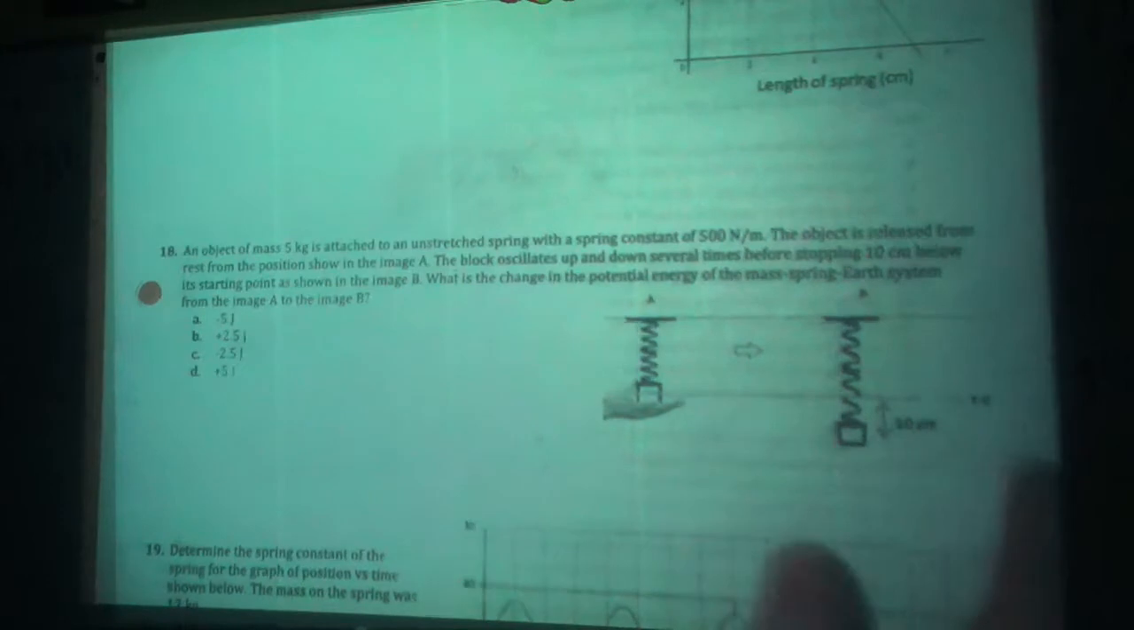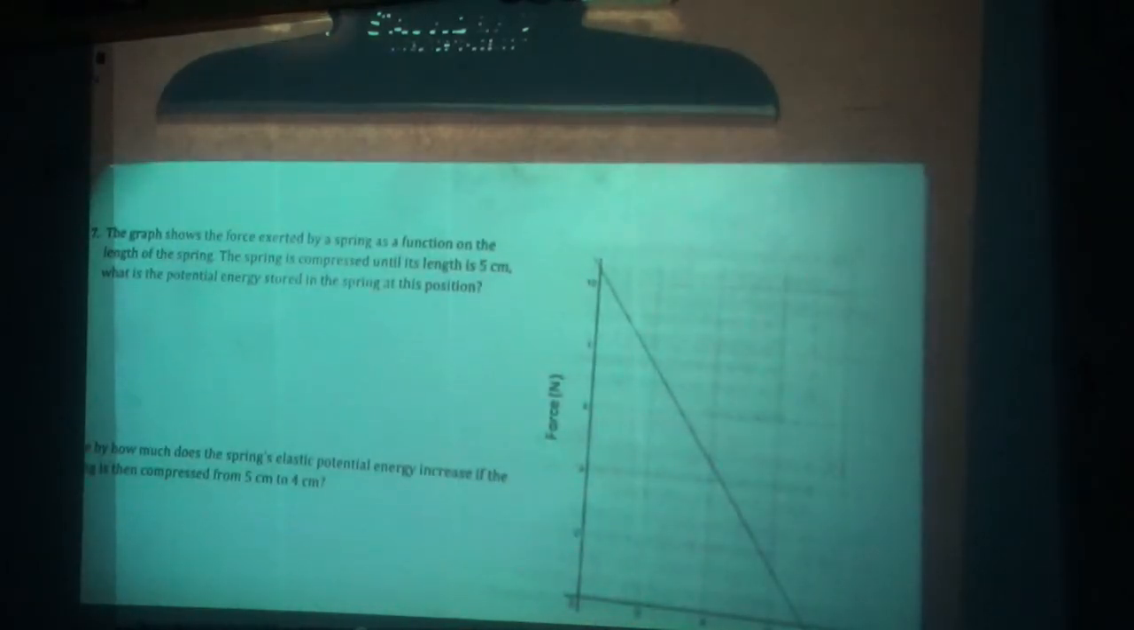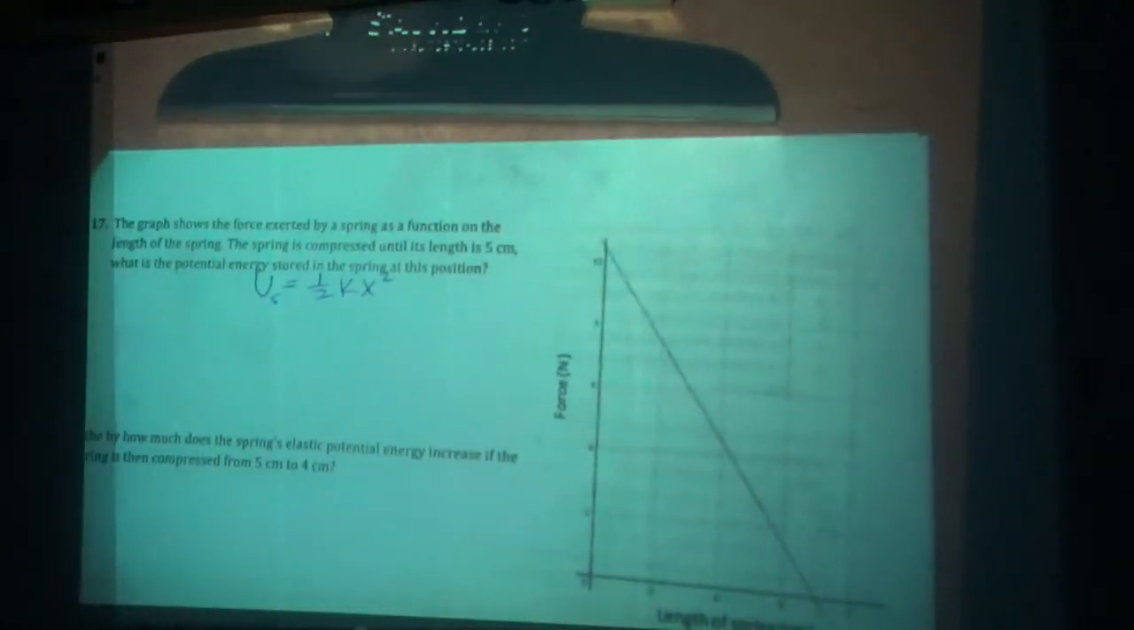So the graph here shows the force exerted by a spring as a function of the length of the spring. And the spring is compressed until its length is 5 centimeters, and I want to know the potential energy stored at this position. So I would use 1/2 kx squared to find the potential energy stored at that position. That's pretty easy. So that means I need to know k and I need to know x.